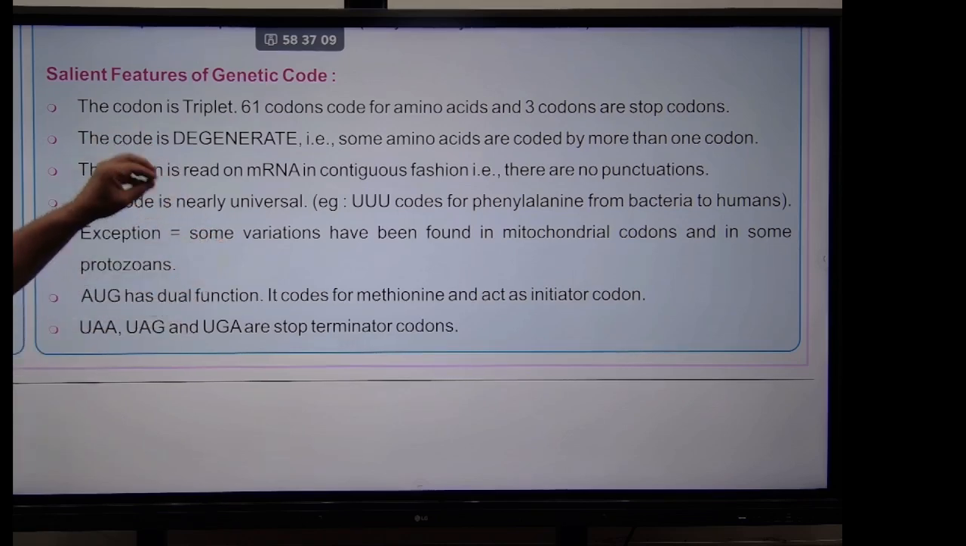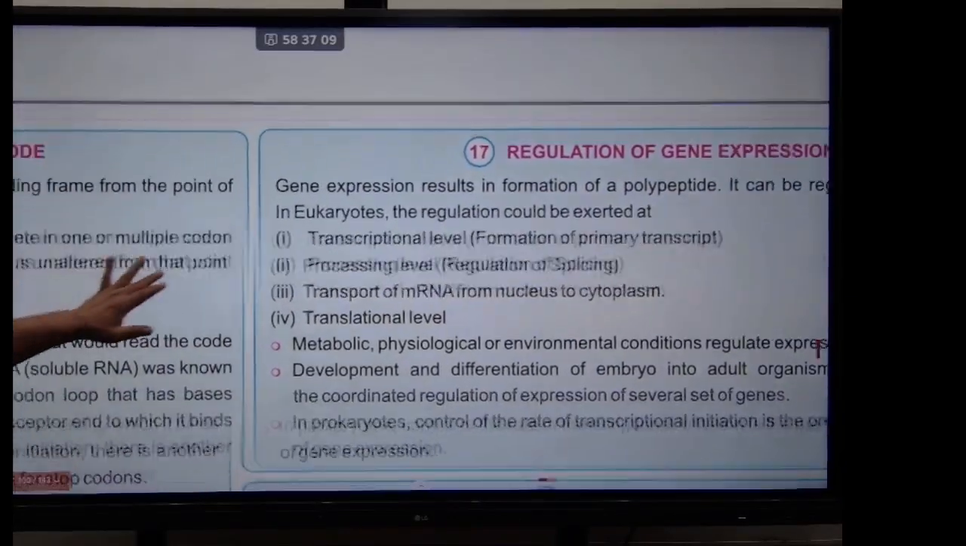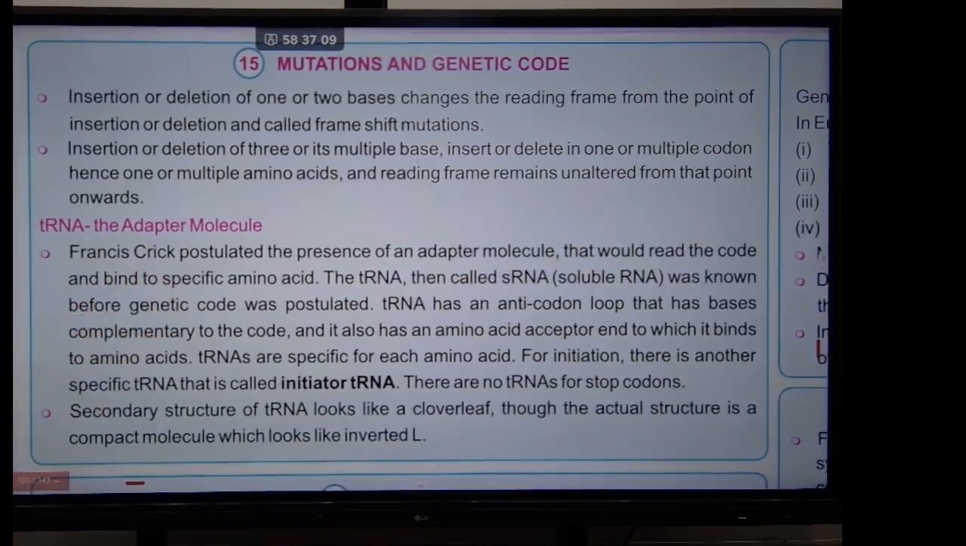Of course, there are some exceptions. AUG has a dual function. It codes for the amino acid methionine and also acts as the starting codon, or the initiator codon. UAG, UAA and UGA are the stop codons, the terminator codons. Now the next part here is the translation. Okay, mutations is there, fine.